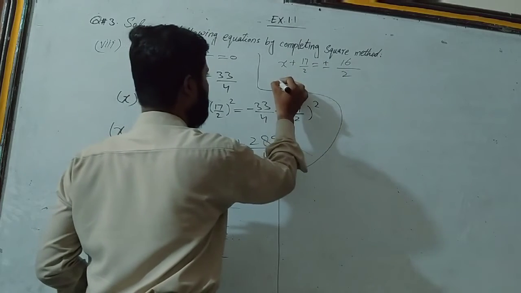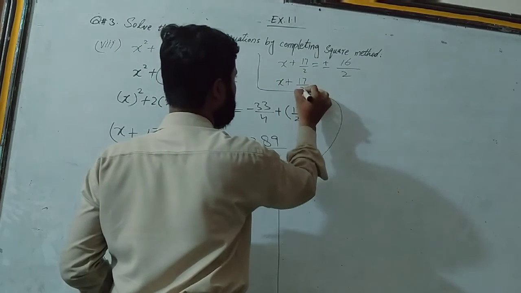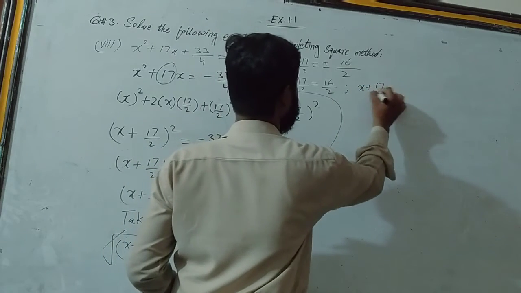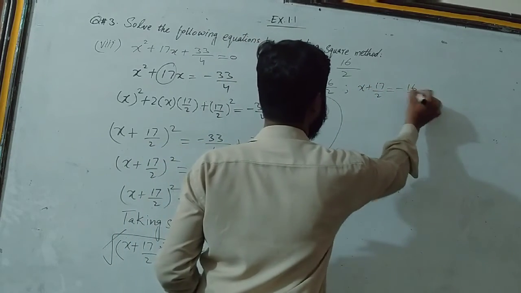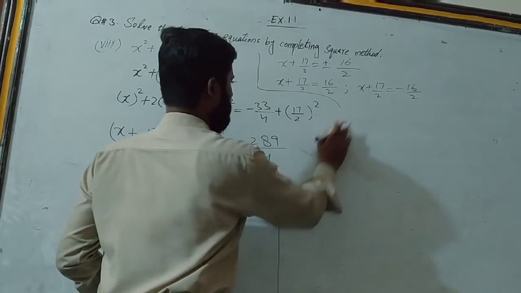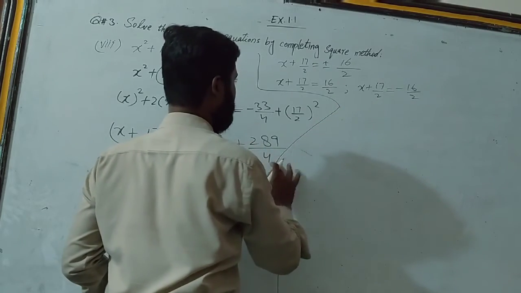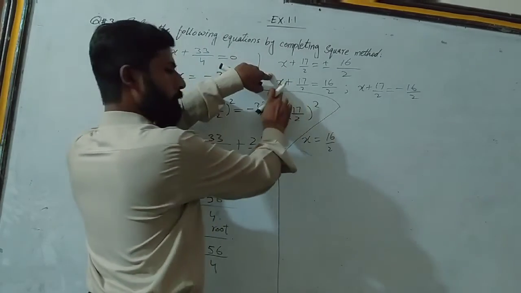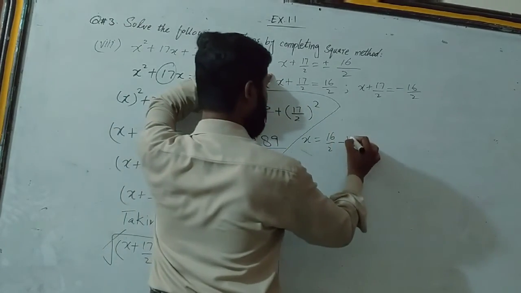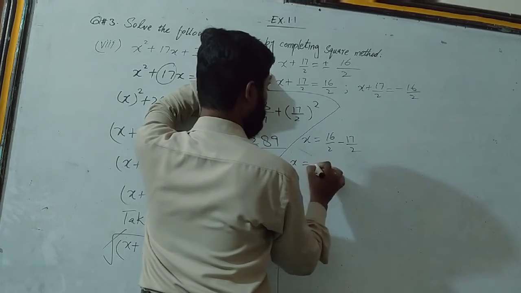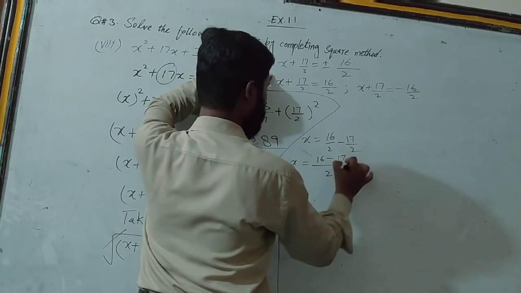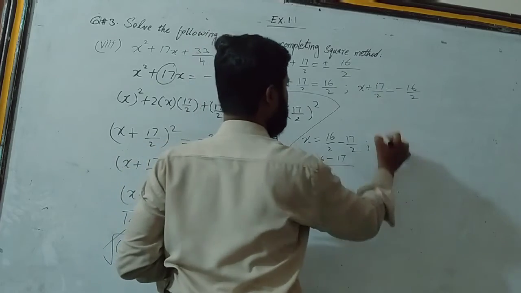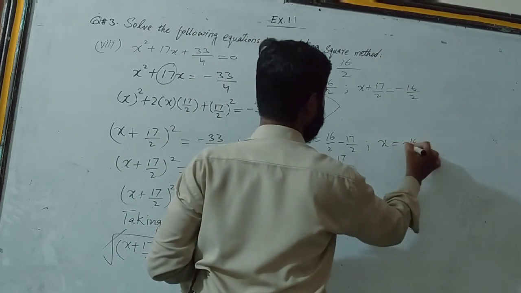Now we have to write one time plus and one time minus, and in the end we will get the answer x is equal to 16 by 2. When we take this plus 17 by 2 to the other side, it will be minus. So 2 is the LCM, 16 minus 17, it will be minus 1 by 2. And here x is equal to minus 16 by 2.